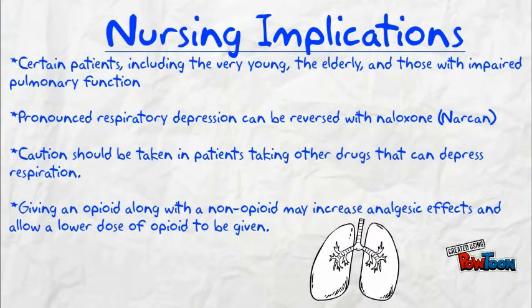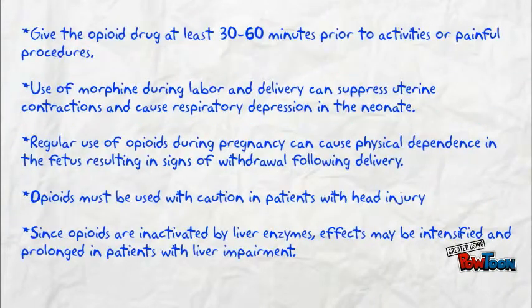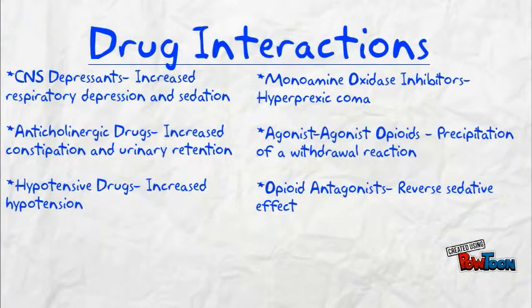In addition, giving an opioid along with a non-opioid may increase analgesic effects. The nurse should give the opioid drug at least 30 to 60 minutes prior to activities or painful procedures. Also, morphine should be used with caution during pregnancy, labor, and delivery. In addition, opioids must be used with caution in patients with head injury, as opioids can exacerbate symptoms of respiratory depression. Finally, effects may be intensified and prolonged in patients with liver impairment.